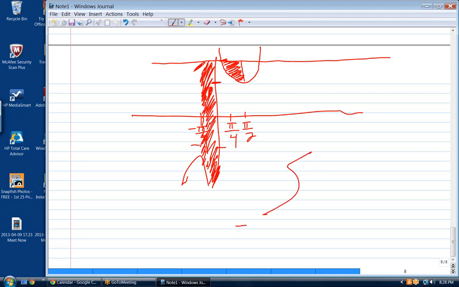We're going to go from minus, and it's not symmetrical this time. Notice, I can't just go from 0 to pi over 4 and multiply it by 2. This is a much larger volume here than this little tiny bit up there.